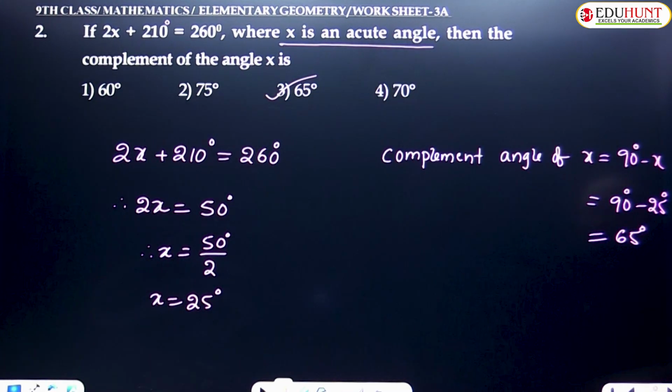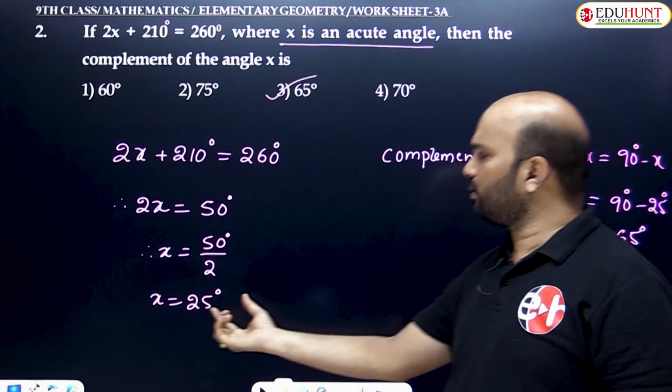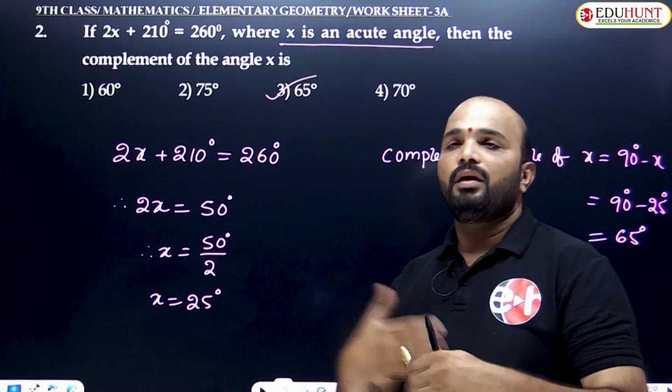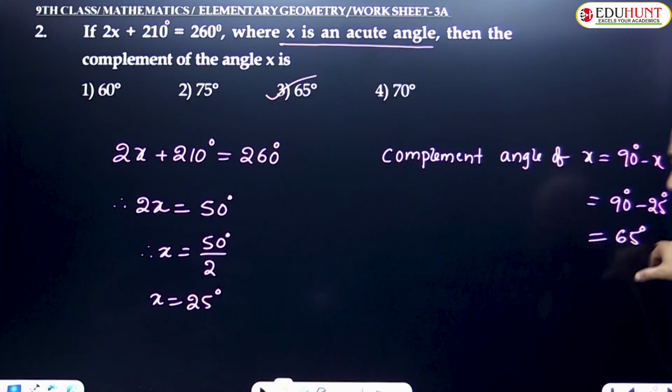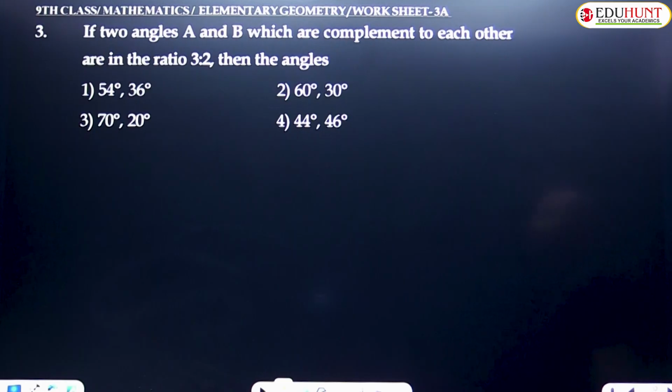Am I clear? So it's very clear. The complementary angle of x: we already got one angle 25, and the sum of the two angles equals 90. How do we get the remaining angle? 90 minus 25, 65. That is the complementary angle of x. Am I clear? Let us go to question number 3.